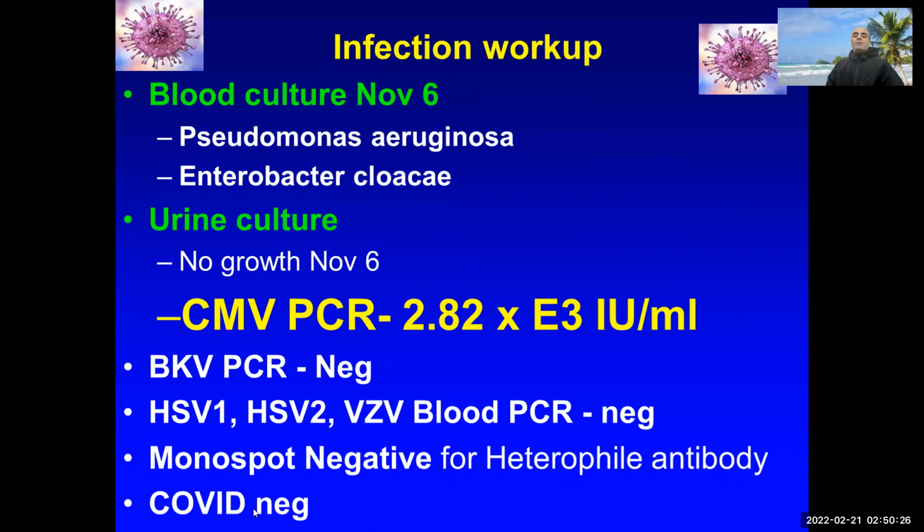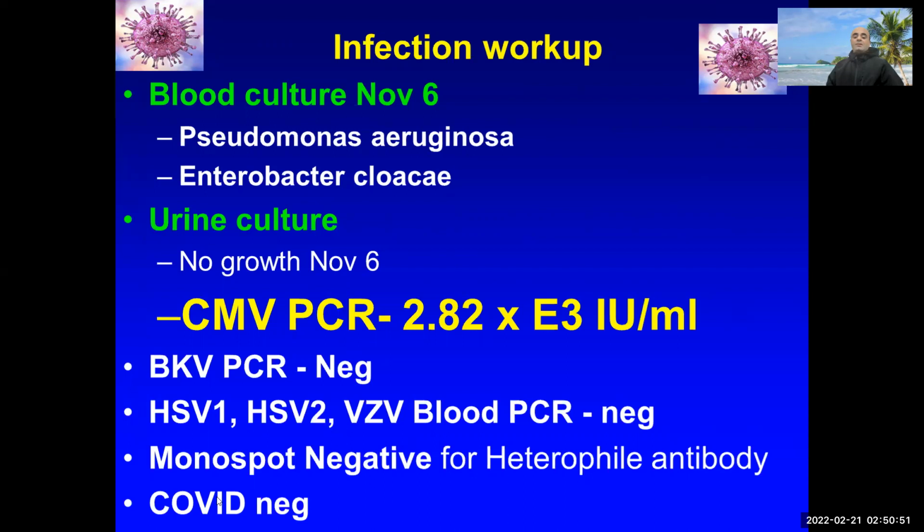Infection workup: blood culture on November 6 grew Pseudomonas aeruginosa and Enterobacter. This patient now has bacteremia for Pseudomonas and Enterobacter. Urine culture is negative. CMV PCR is around 3 logs, around 300 international units per ml. This is already positive for this patient.